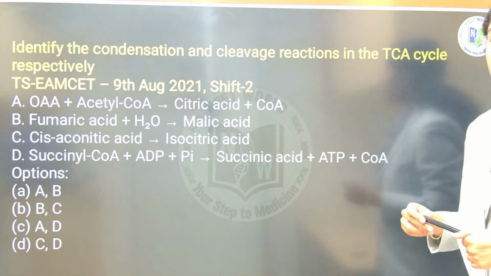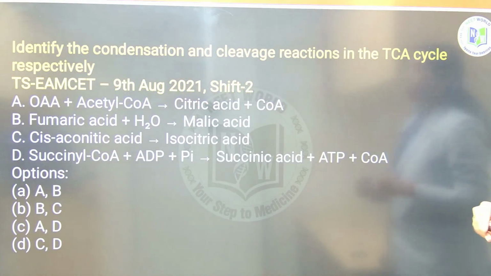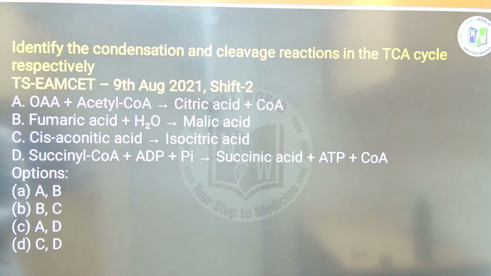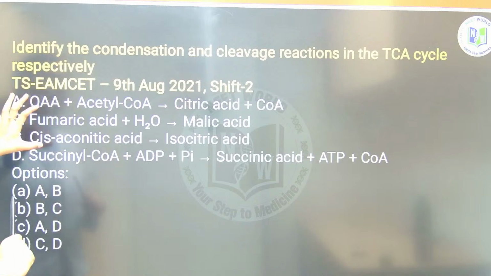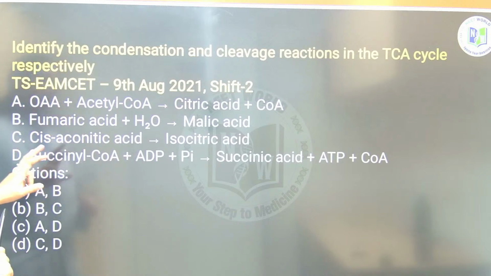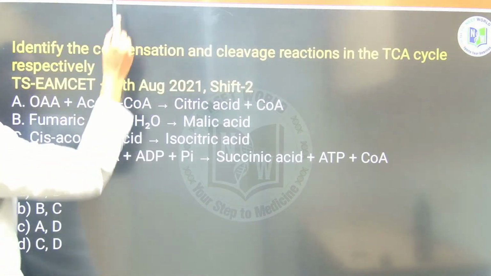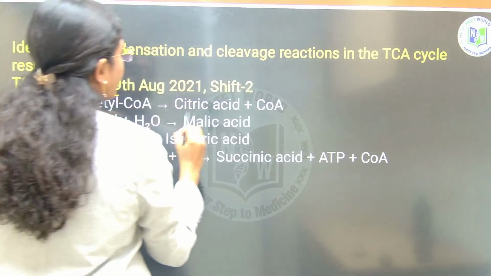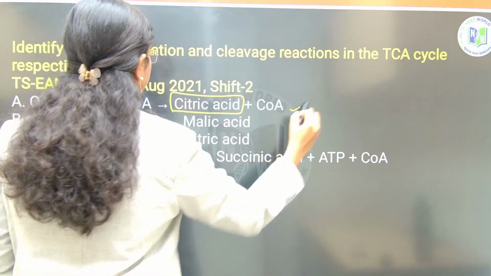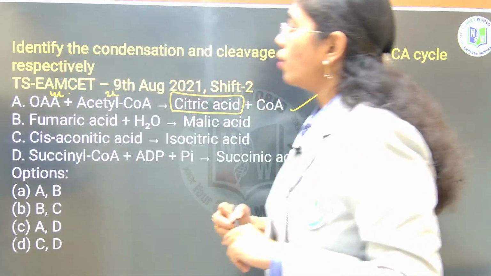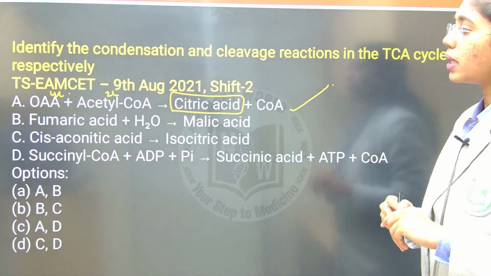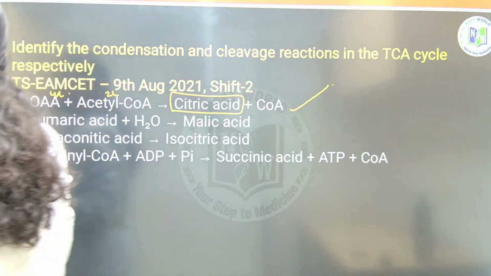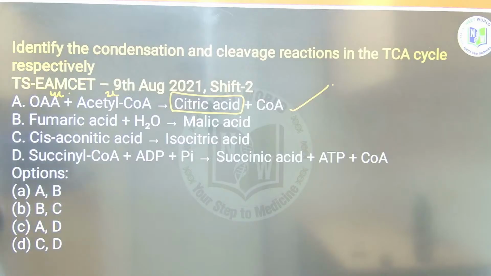Identify the condensation and cleavage reactions in TCA cycle. Condensation and cleavage reactions. OAA and acetyl-CoA. OAA is a 4-carbon compound, acetyl-CoA is 2-carbon, which forms citric acid and coenzyme A. True. Fumaric acid, which is a 4-carbon compound, is turned to malic acid, which is the last step of glycolysis.